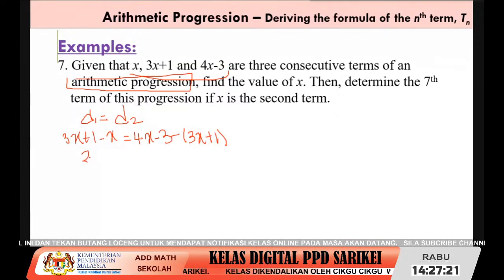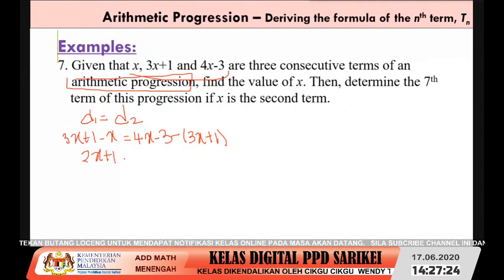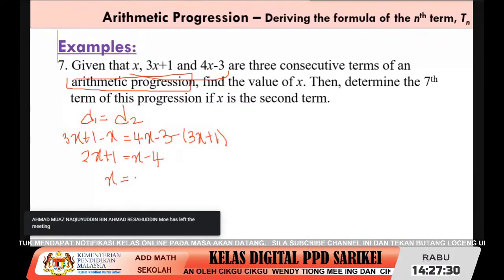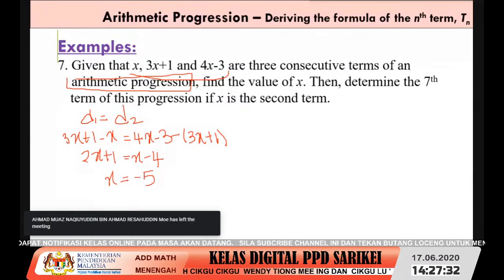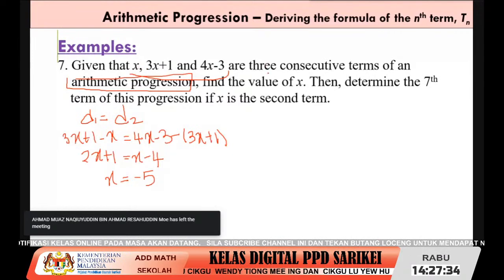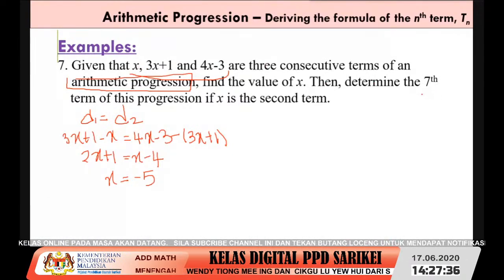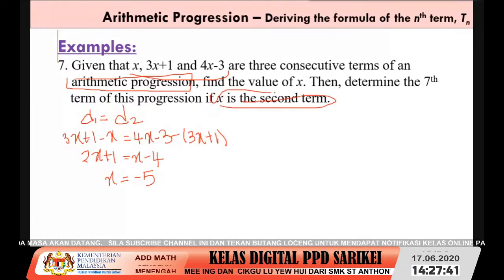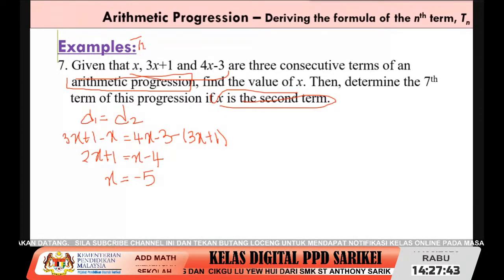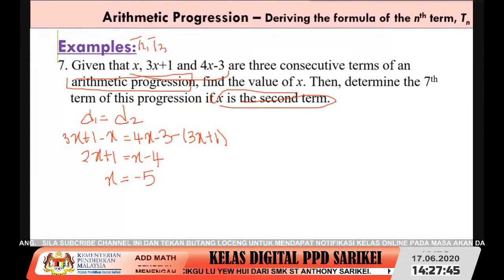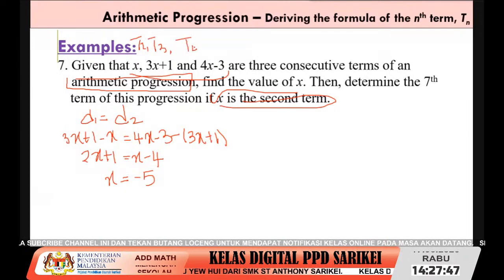So this one is 2x plus 1 equal to 4x minus 3x, is x minus 4. So x equal to negative 5. So the value of my x is negative 5. So then determine the seventh term of this progression if x is the second term. So this one is T2, T3, and this one is T4.